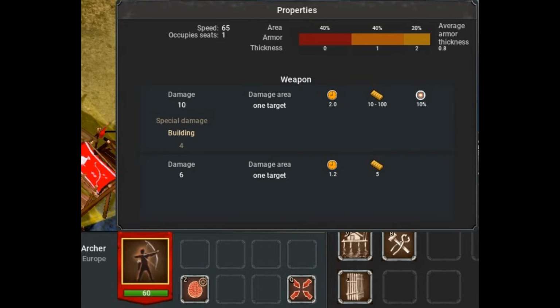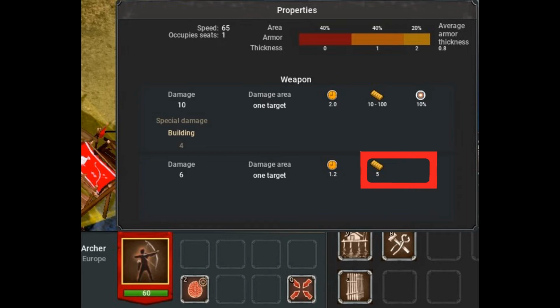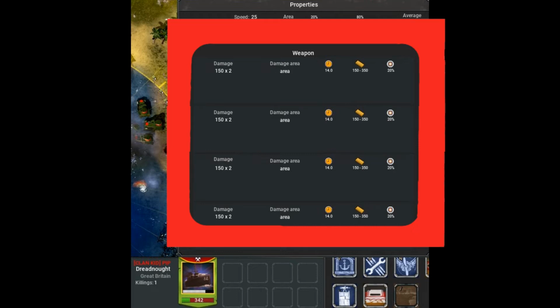Lastly, for the archer, you can see that there is a second box shown in the weapon category. This shows the unit's other attacks and alternate weapons. Here it is only showing the archer's melee attack. You can see it's a melee attack because it has a very short range and no accuracy measurement. Other units, such as the battleship, have lots of these separate weapon boxes because they have multiple cannons.